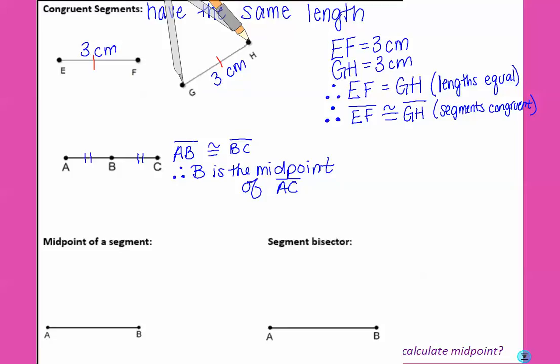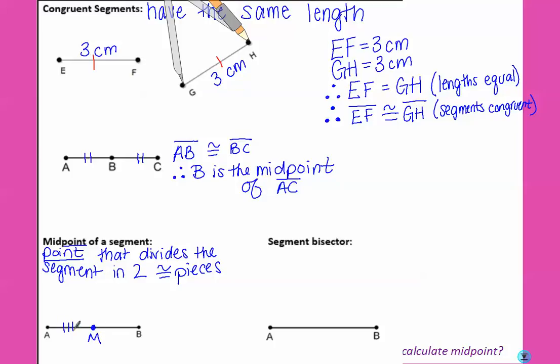A midpoint of a segment is a point, see, midpoint, it is a point that divides the segment in 2 congruent pieces. So looking at our picture here, AB, if M is the midpoint, then we know that AM must be congruent to MB.